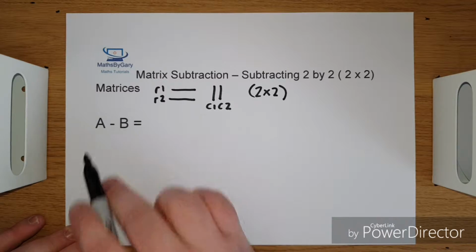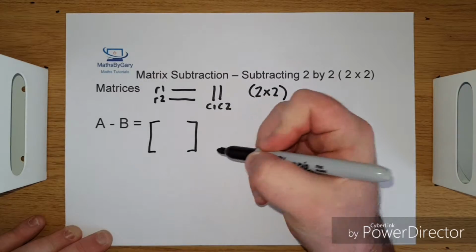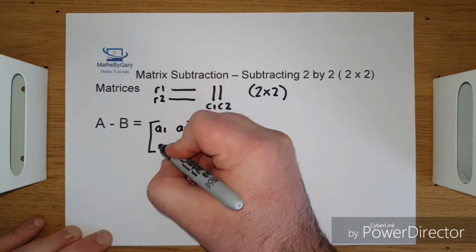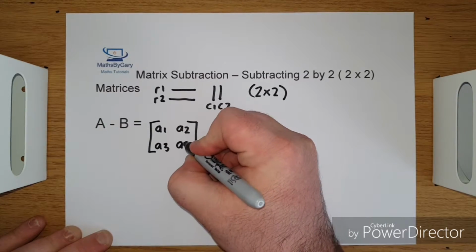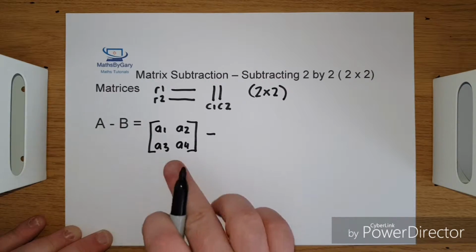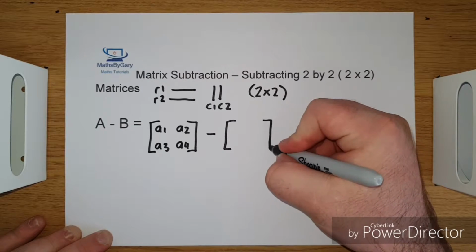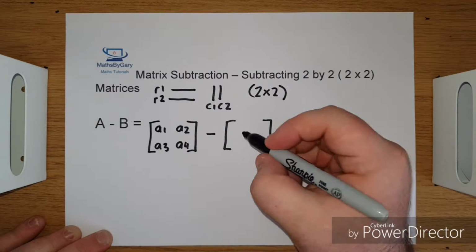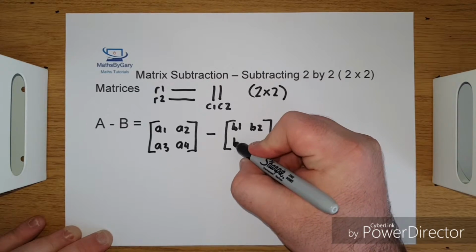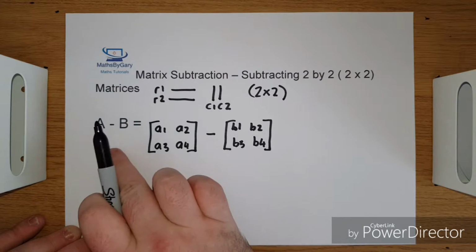So first of all, we'll look at matrix A. It's 2x2, therefore there are 4 entries. So we have A1, A2, A3 and A4. Matrix B, so we're minusing, so A minus B, matrix A minus matrix B, again is a 2x2 matrix, so it has 4 entries. So we have B1, B2, B3 and B4. So what we are doing is we are minusing B from A.